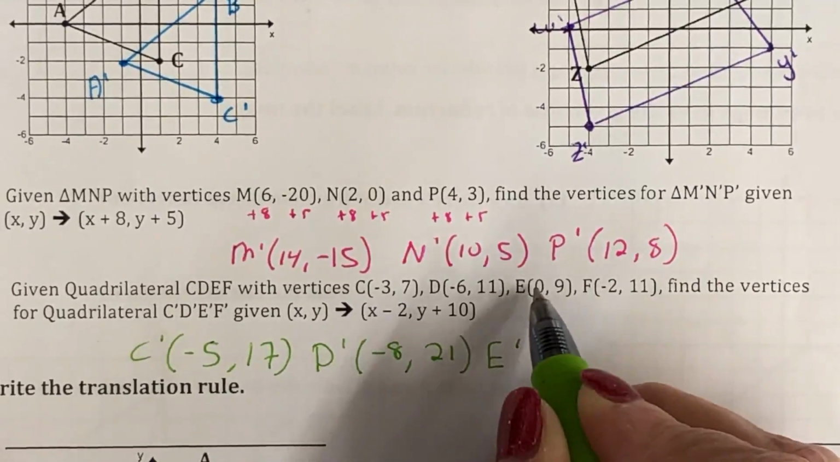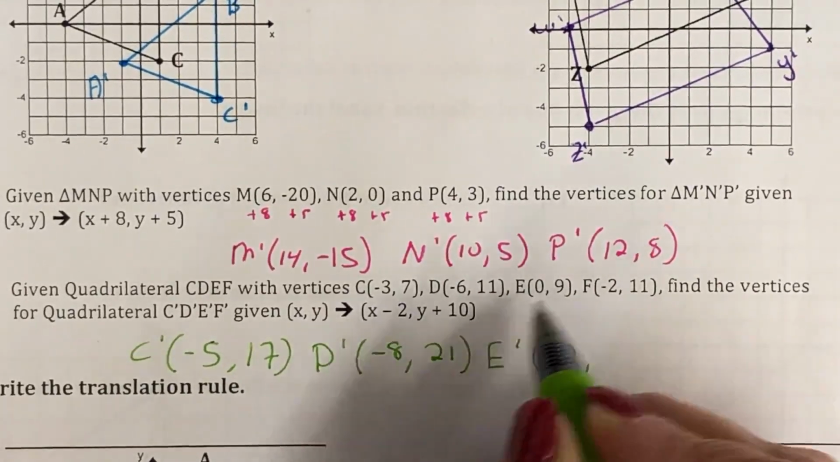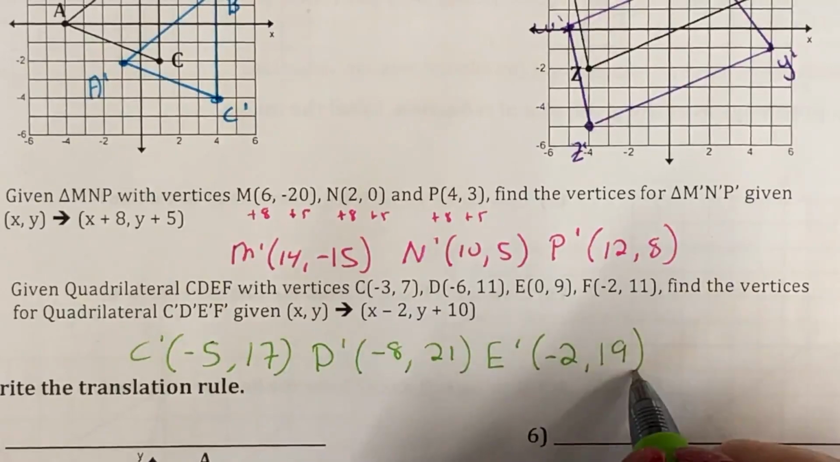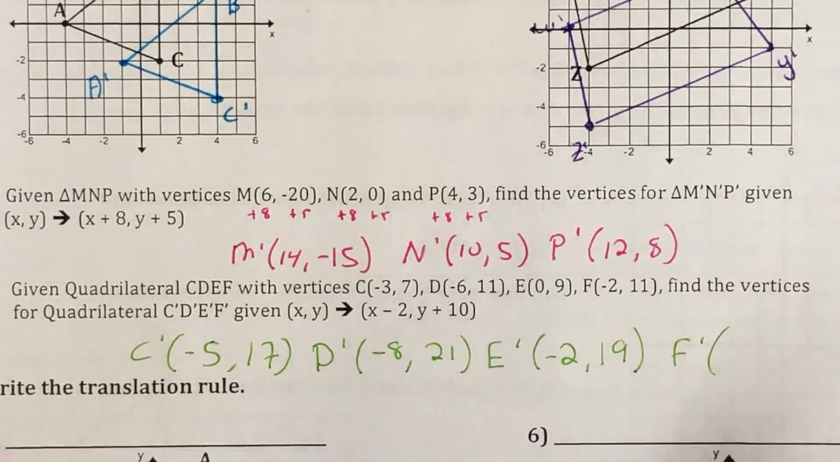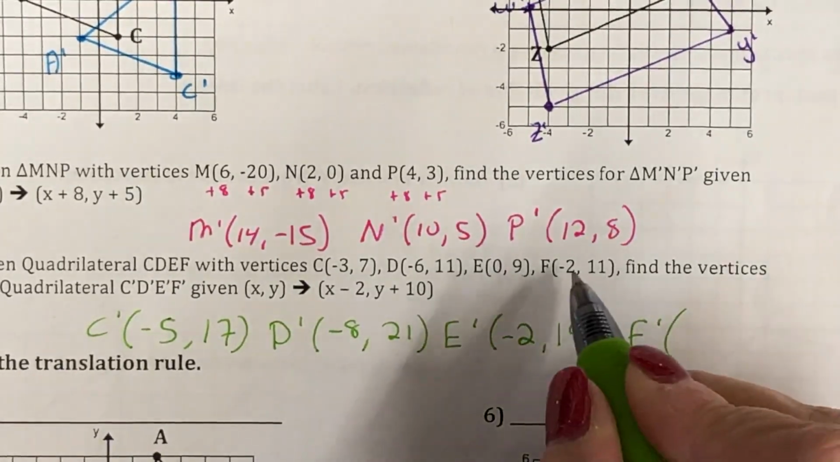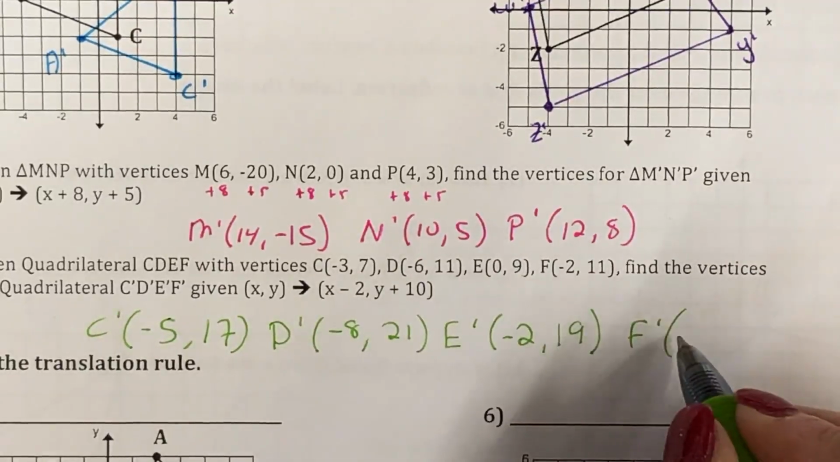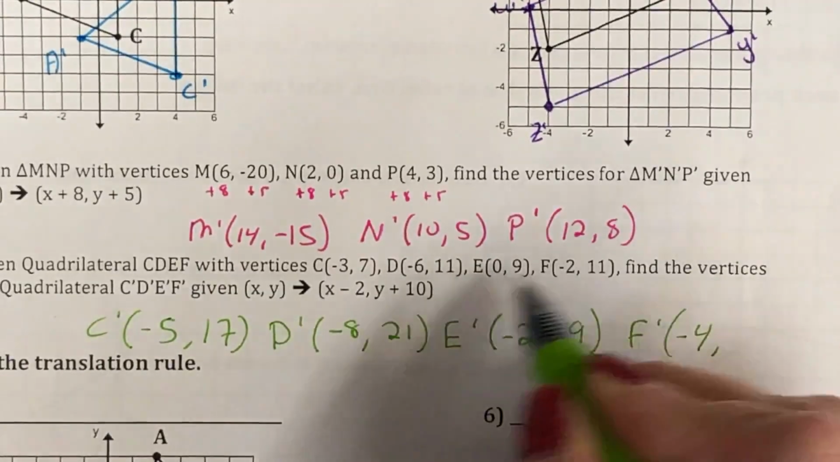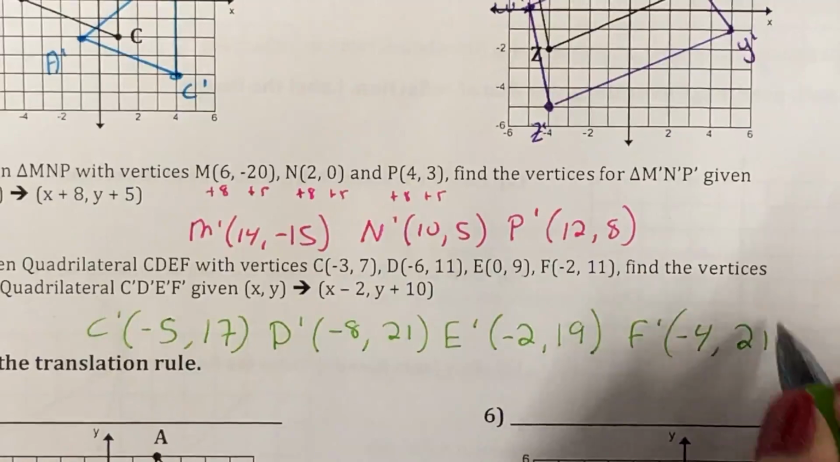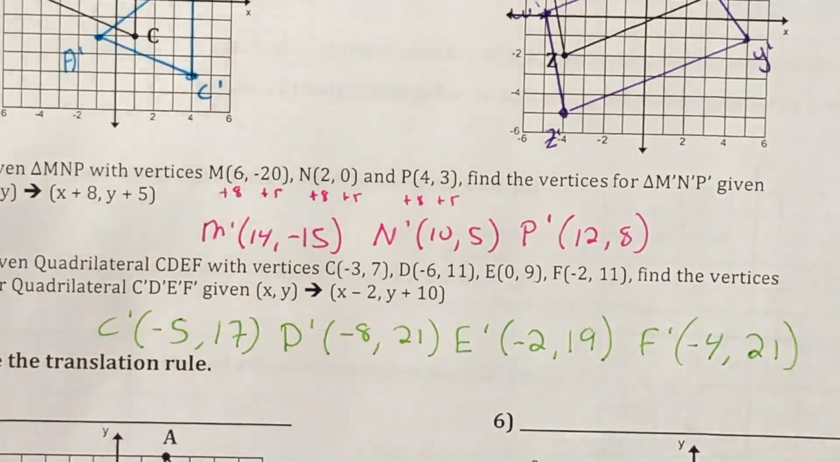E prime, 0 minus 2 is negative 2. 9 plus 10 is 19. And F prime, we have negative 2 minus 2, which is negative 4. And 11 plus 10, which is 21. So there are the vertices for quadrilateral C prime, D prime, E prime, and F prime.